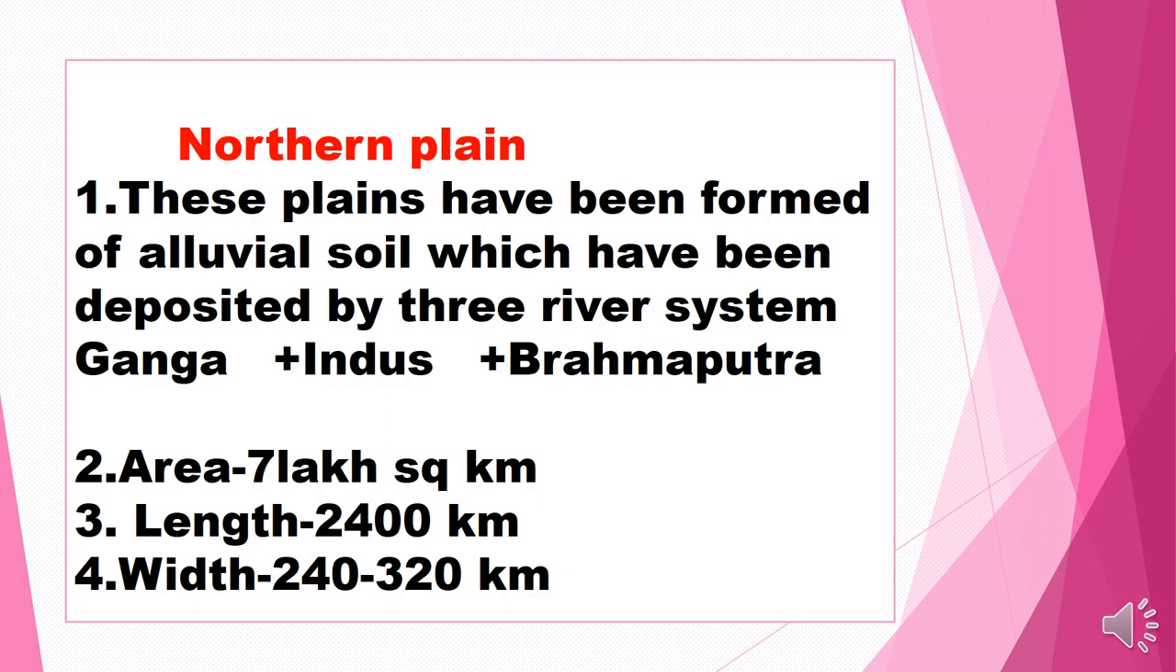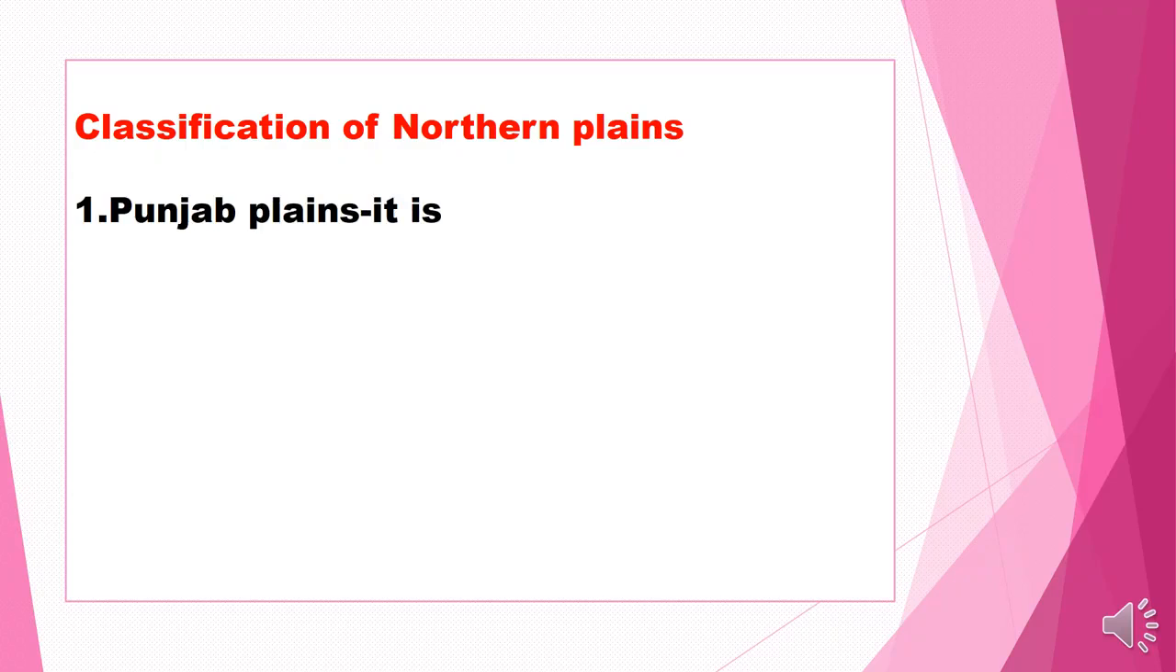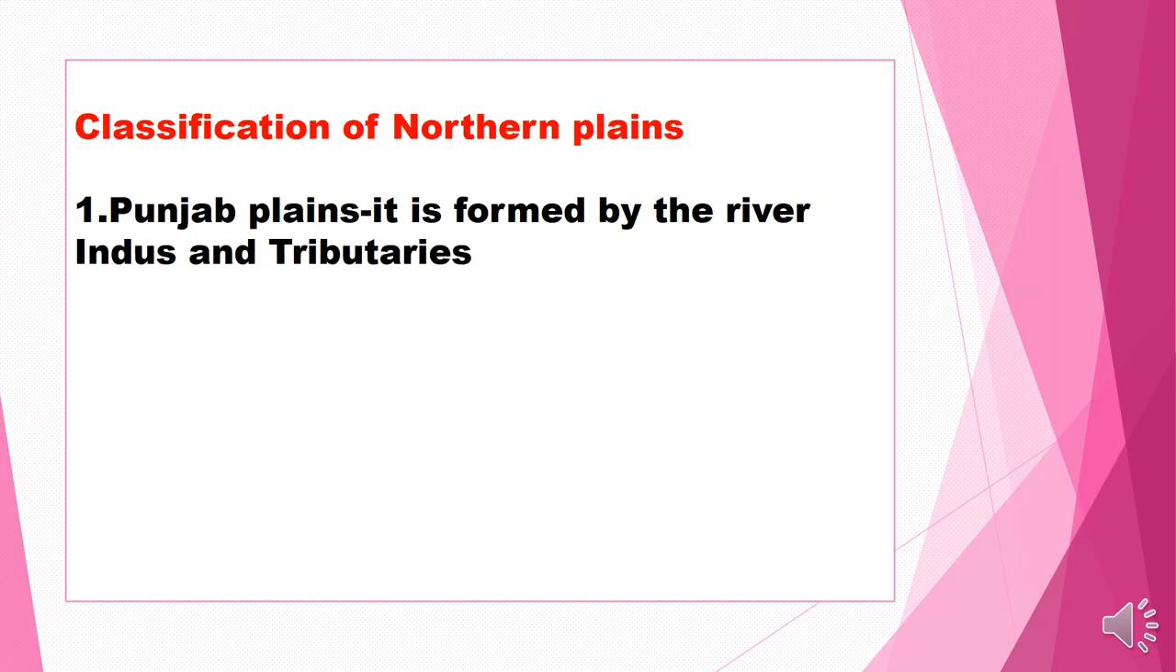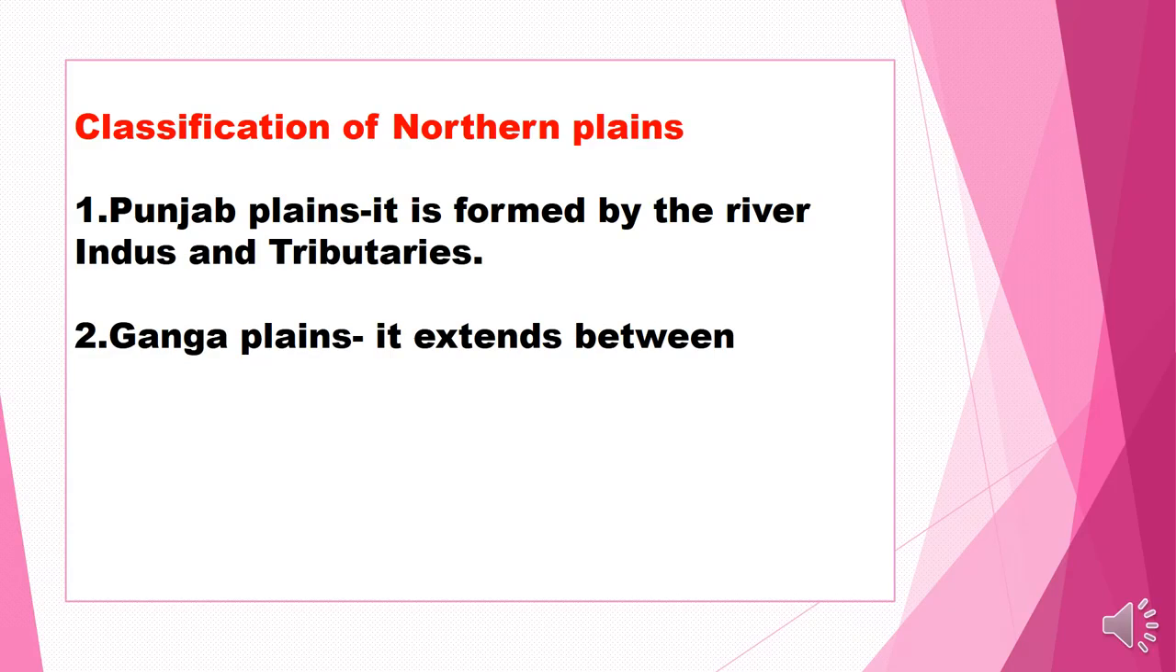And the northern plain area covers 7 lakh square kilometer, and its length is 2400 kilometer, and its width is 240 to 320 kilometer. And the next is classification of the northern plain on the basis of river. On the basis of river, the northern plain is divided into three sections: Punjab plain, Ganga plain and Brahmaputra plain.